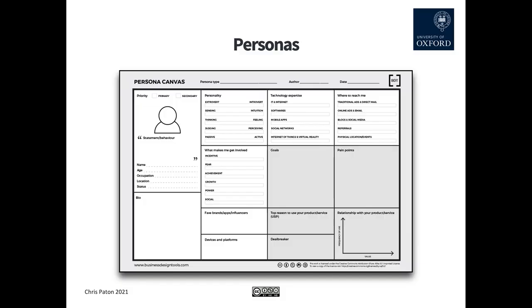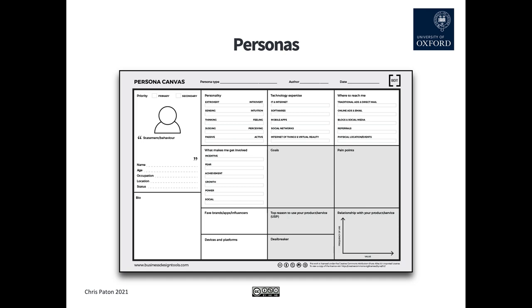So the first thing that lean UX talks about is personas. These are used quite commonly, not just in lean UX, but in all types of human-centered design processes. Personas are basically examples of your end users that might be interacting with your products.